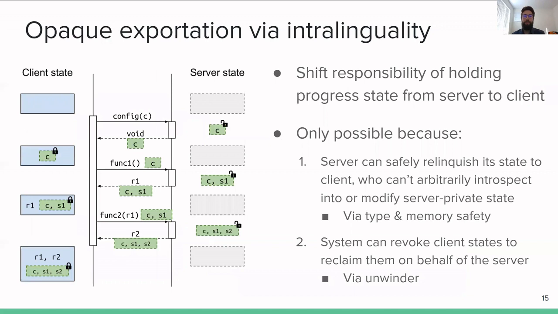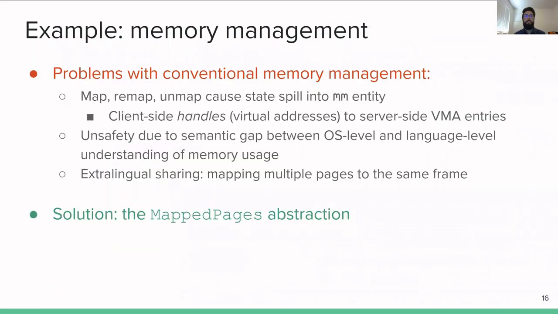Opaque exportation effectively shifts the responsibility of holding progress states from a server to a client, which is only possible in Theseus due to type safety, memory safety, and intralinguality. The server can then be more easily evolved and recovered from faults because it doesn't hold those client-side states. Note that Theseus can still revoke those client-held states, such as an acquired resource, using its unwinder. As an example of intralingual and state spill-free design, let's look at memory management.